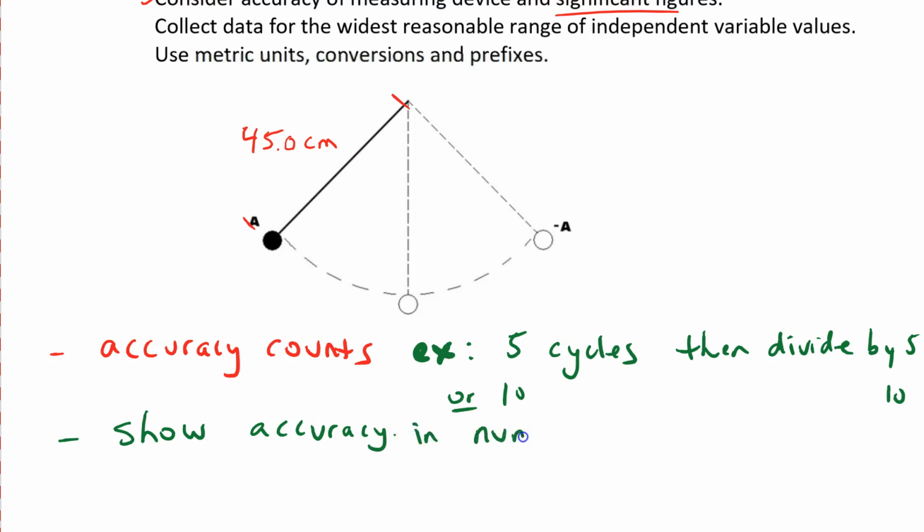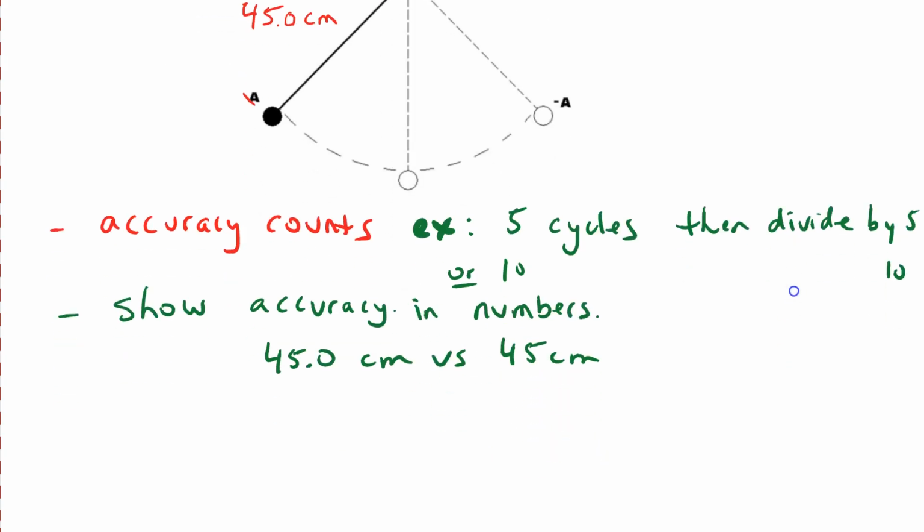And then show accuracy in your numbers. If you are able to measure to the nearest millimeter and you are writing down centimeters, 45.0 centimeters versus 45 centimeters, this one tells me that you measured accurately to the nearest tenth of a centimeter. This one tells me that you only measured to the nearest centimeter. If your meter stick actually has marks every millimeter, and they do, then you should include this 0, or if it's not a 0, you should also include it.